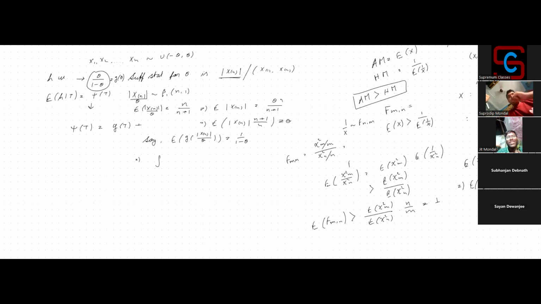So suppose the expectation of g of mod xn is equal to theta by 1 minus theta. If you take theta to the left side, you divide both sides by theta. Will it imply that g of x order n whole by theta is equal to g of x order n by theta? Can you take that inside the function? No, I can't take that. So now what will you do?